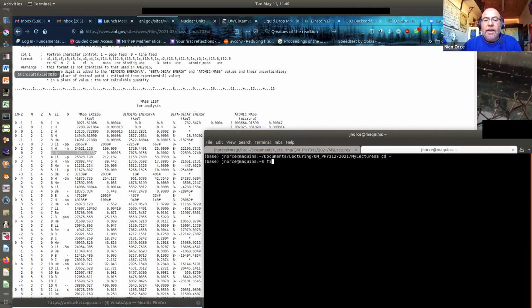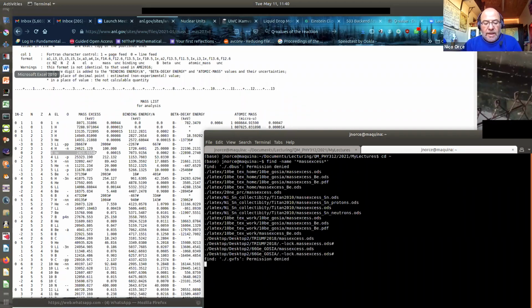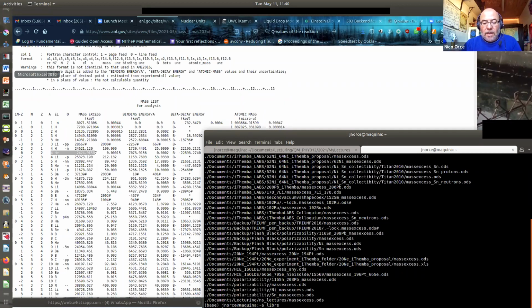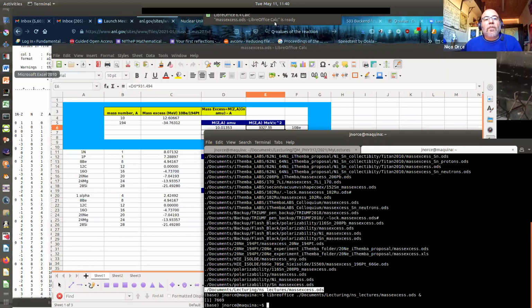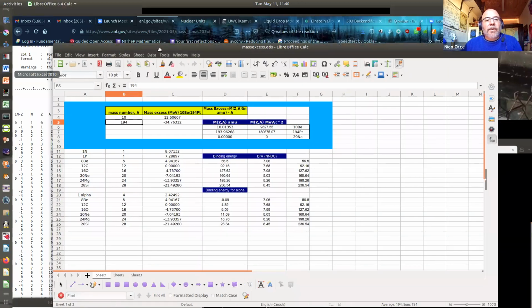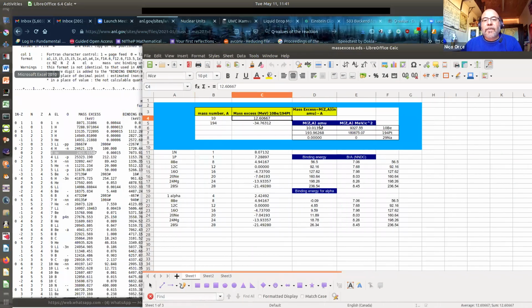Make your own spreadsheet or your Excel file, LibreOffice. I'm going to maybe use any of these. Yeah, and I have here what is the mass number, what is the mass excess. So basically, I can determine any masses that I want.